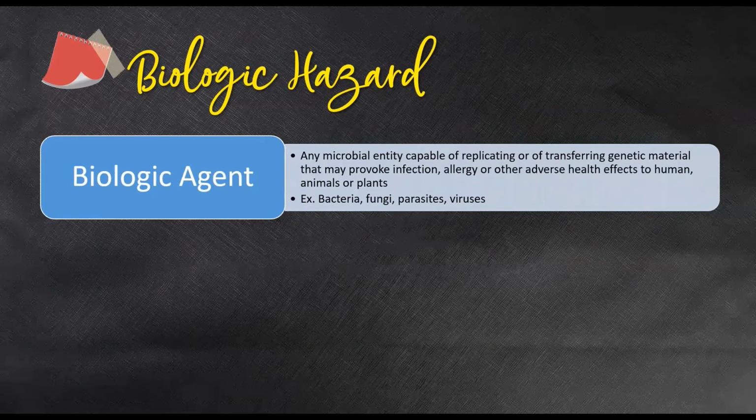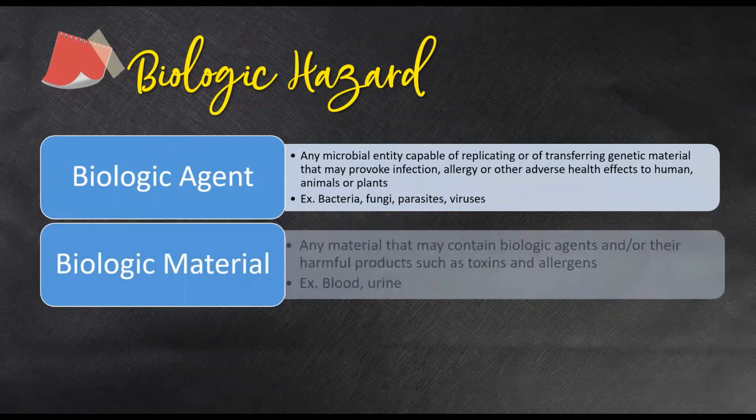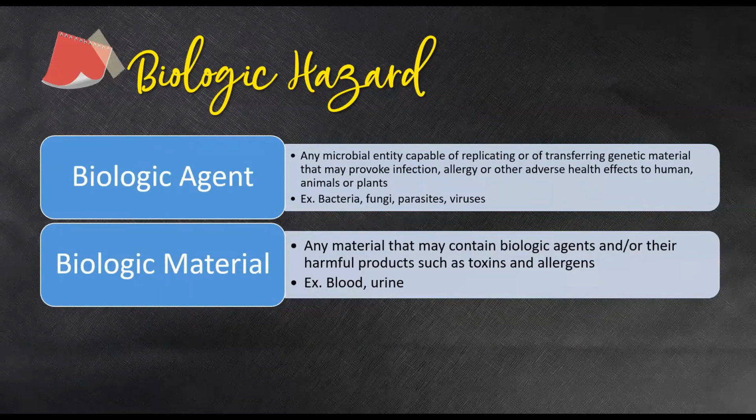Okay? Another is biologic material. Biologic material is any material that may contain biologic agents and or other harmful products such as toxins and allergens. So example of biologic material, kasi it comes from a living entity, pwedeng galing sa tao, pwedeng galing sa hayop, pwedeng galing sa halaman. Okay? Biologic material, any material that comes from a living organism. And this biologic material can potentially contain infectious agent.